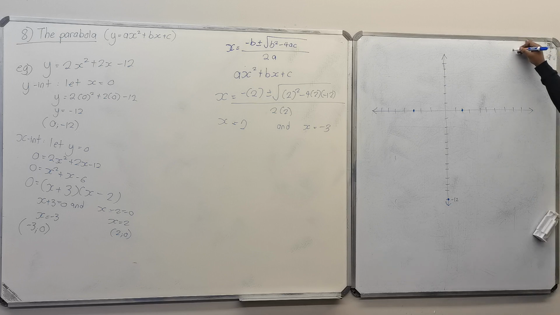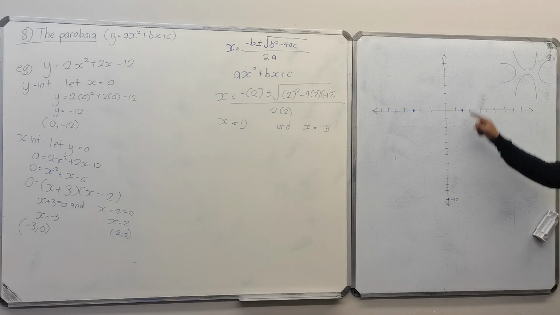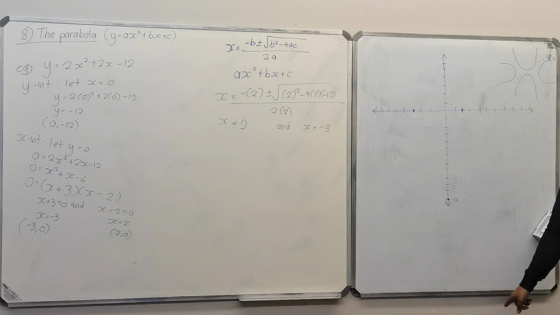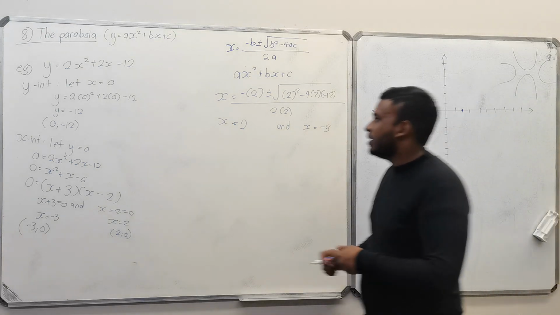Now, parabola graphs look like this, or like this, or like that. But it's a U shape, basically. Now, we also need to work out the turning point. Remember, it's not turning on the y-intercept. It's cutting your y-intercept. How you work out the turning point is you do this.